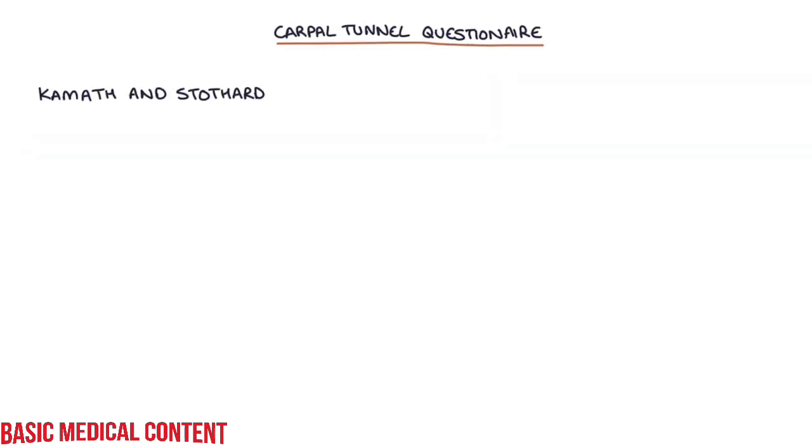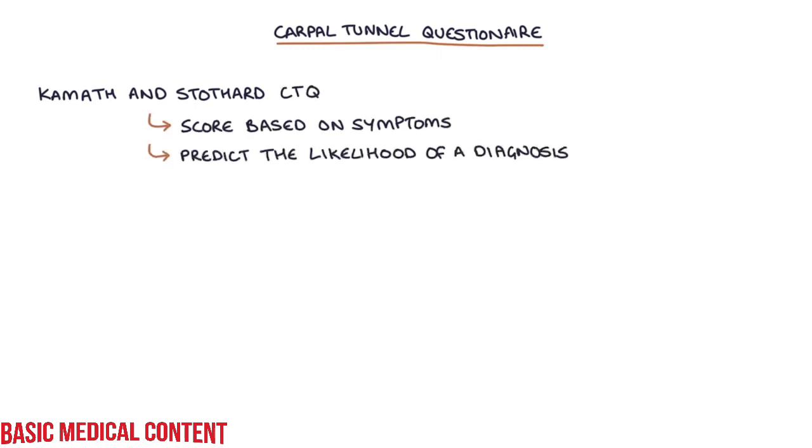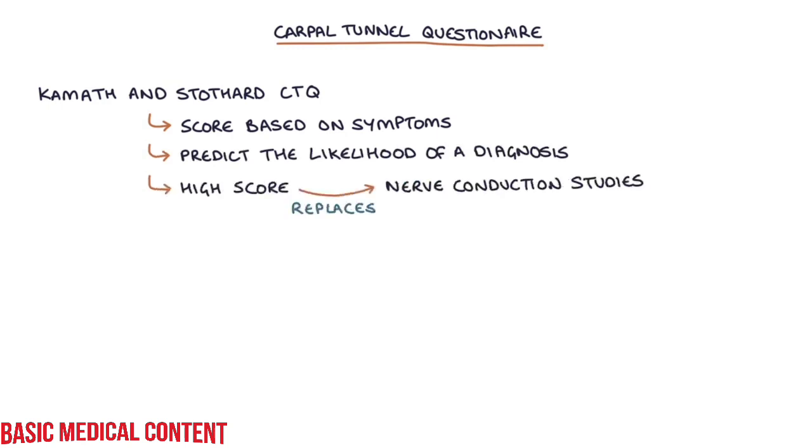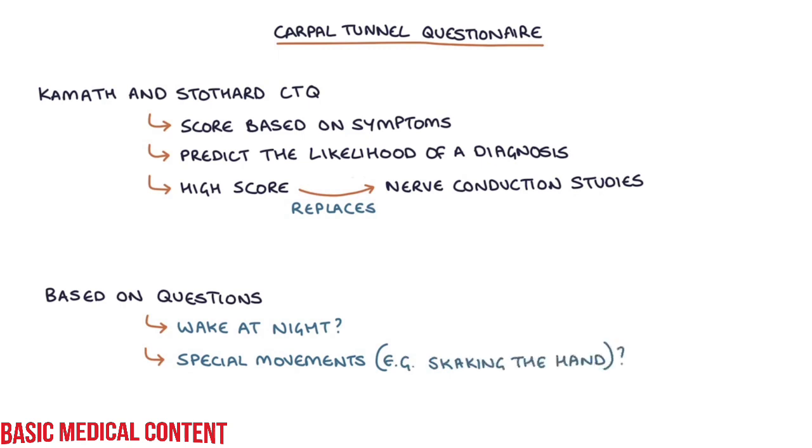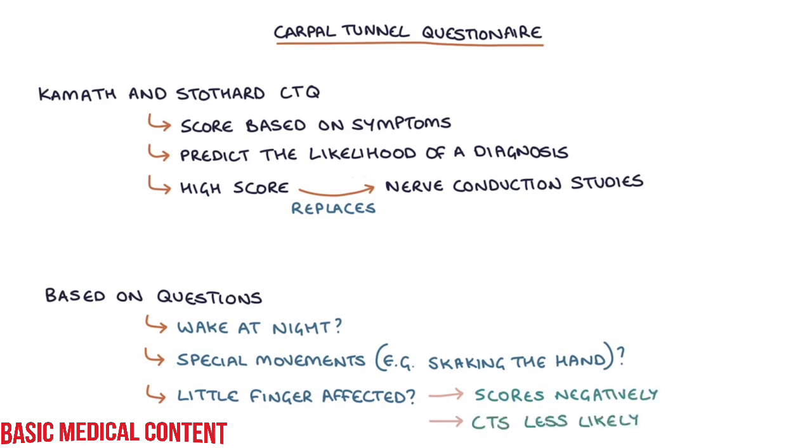Next, let's talk about the Carpal Tunnel Questionnaire. The Kamath and Stothard Carpal Tunnel Questionnaire gives a score based on the symptoms of carpal tunnel. It can be used to predict the likelihood of a diagnosis of carpal tunnel syndrome. A high score on the questionnaire may replace the need for nerve conduction studies to confirm the diagnosis. The score is based on questions such as: do the symptoms wake you at night? Do you have special movements, for example, shaking the hand, to improve symptoms? And is your little finger affected? Answering yes to whether the little finger is affected scores negatively, making carpal tunnel syndrome less likely.